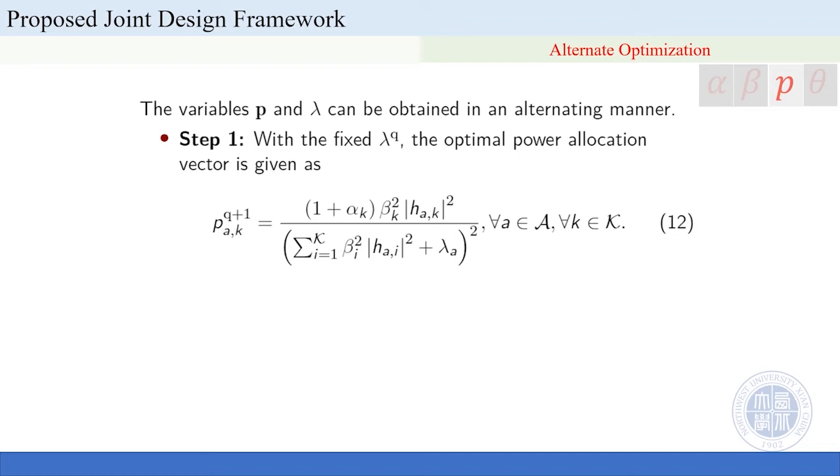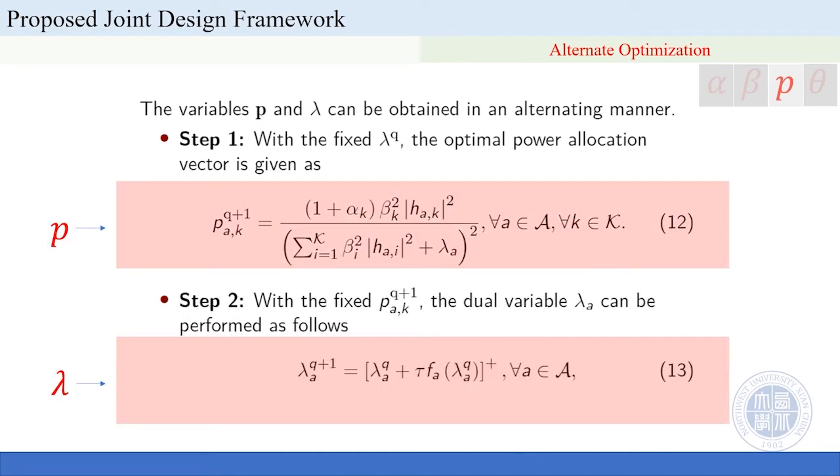Step 1. With the fixed lambda, the optimal power allocation vector is given as follows. Step 2. With the fixed p, the dual variable lambda can be updated as follows, where tau denotes the positive step size for updating lambda. With the number of iterations increasing, the solutions finally converge to the locally optimal solutions.